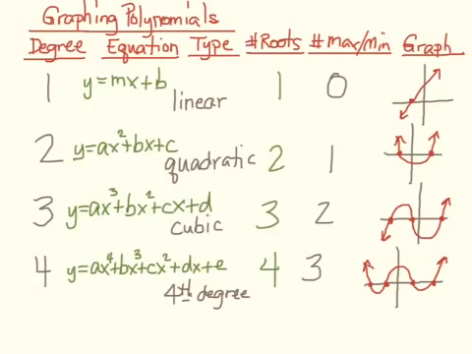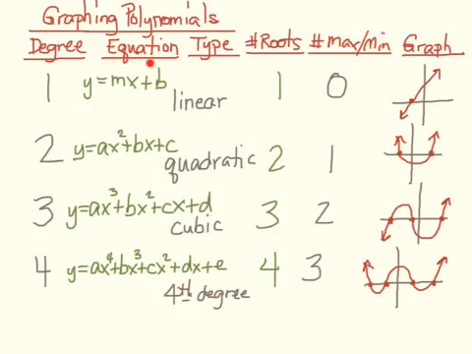And of course, the degree is based on the largest exponent. So here the largest exponent is 1, that's of course x to the 1. Here the largest exponent is 2, so the degree is 2. Here the largest exponent is 3, so the degree is 3. Here the largest exponent is 4, so the degree is 4.